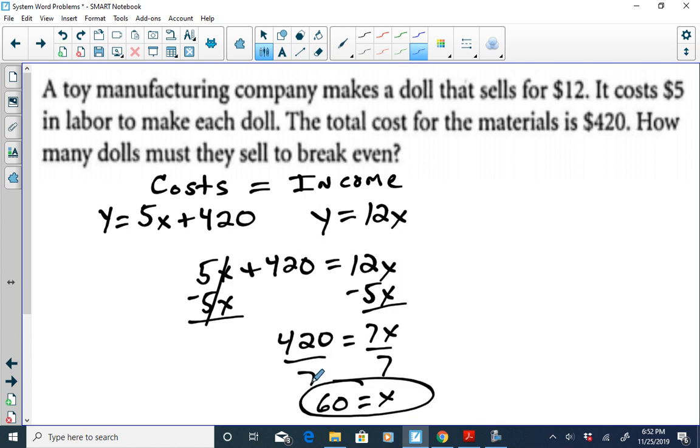So we spent some time going through many different types of systems problems. I think we did 10 different types of problems that we can use systems to find solutions for. And I'm sure there are many more, but these are a good solid start.